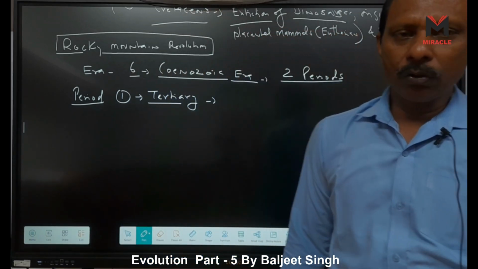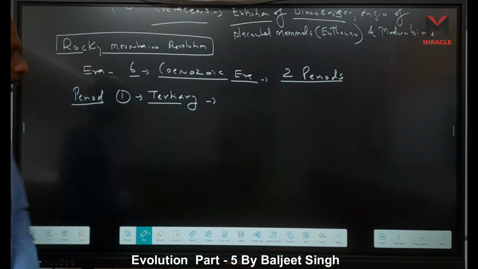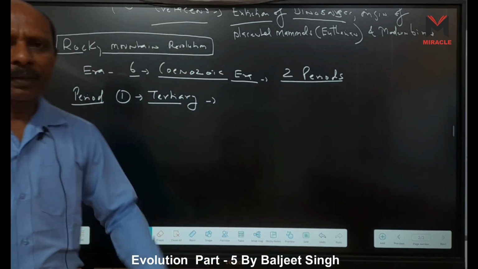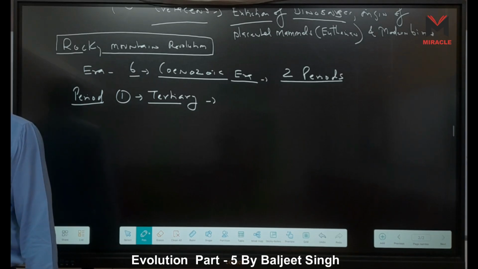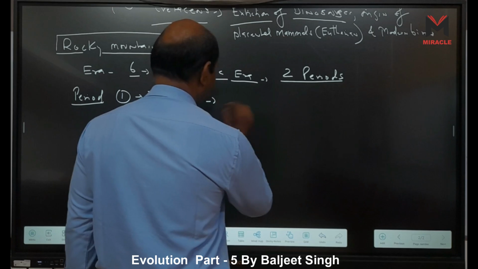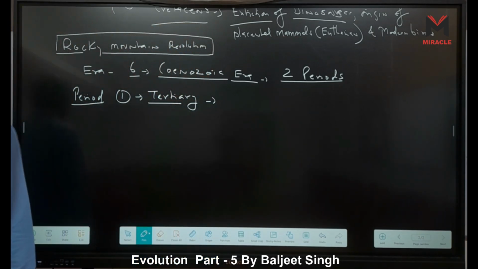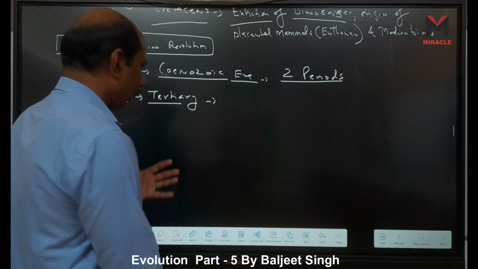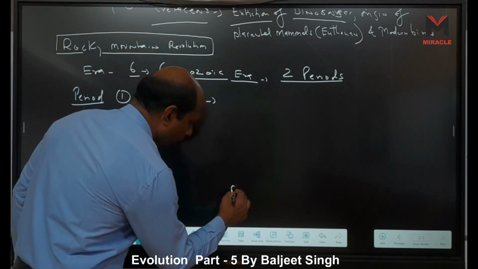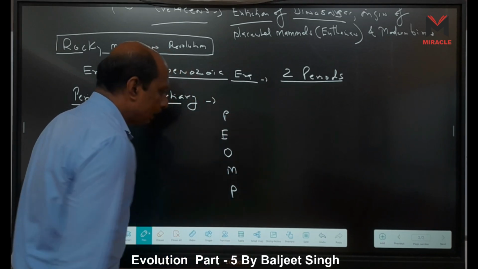It is further divided into epochs. How many epochs? 5 epochs. And what is the sequence of epochs from earliest to latest? It is PMOEP. As for example, PMO, and so on. That is the sequence.